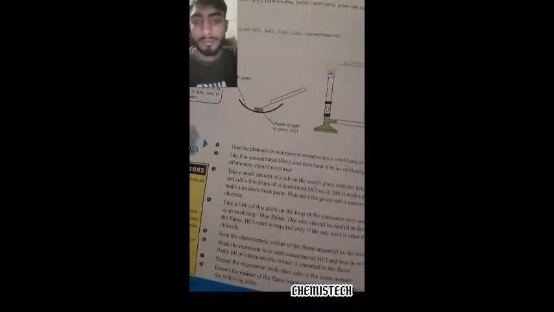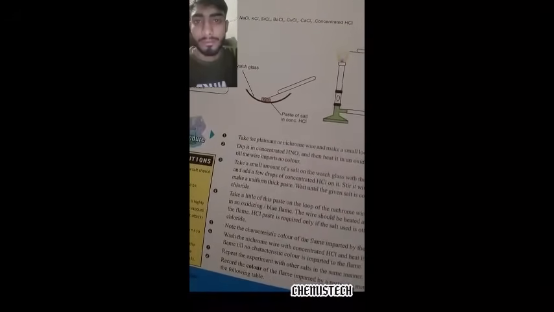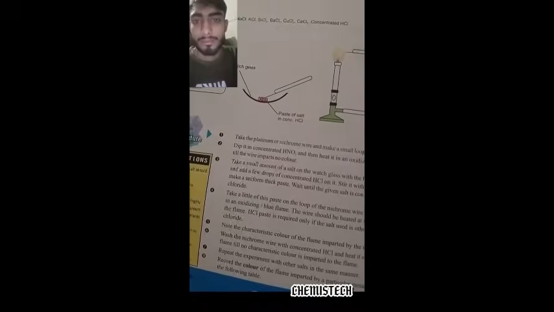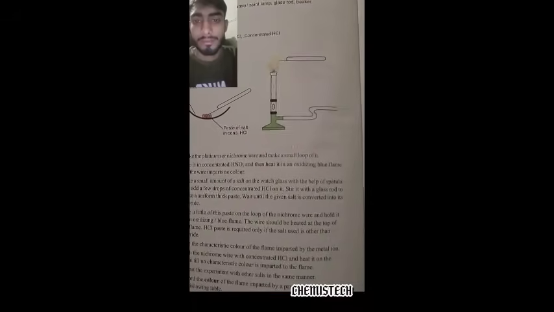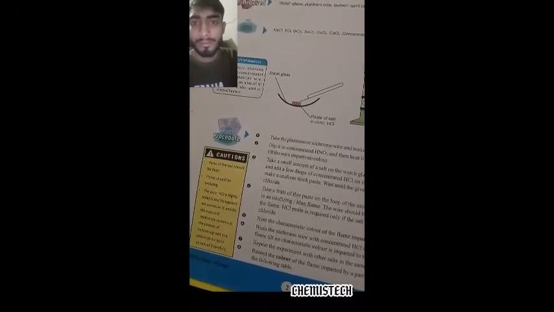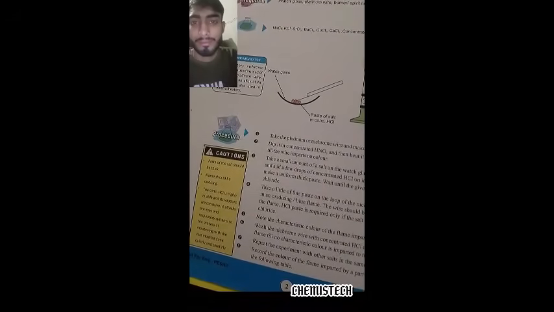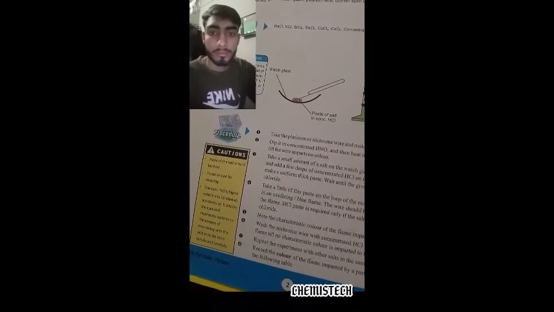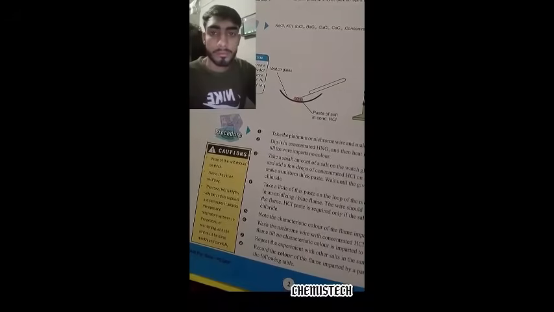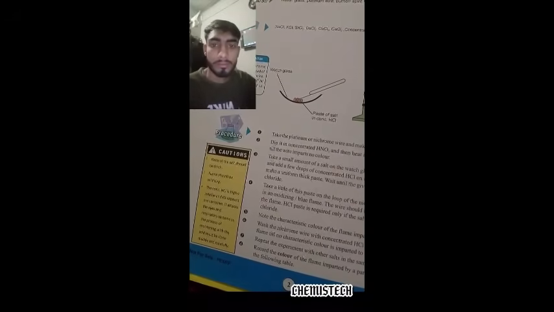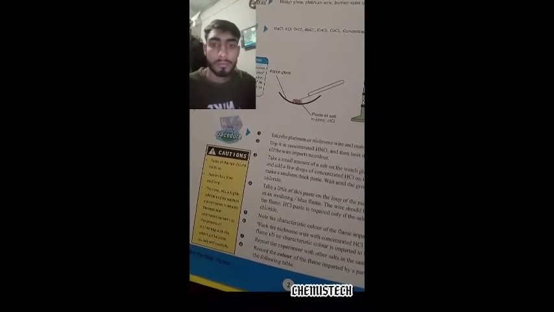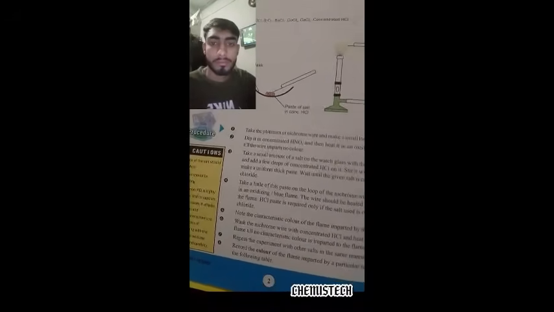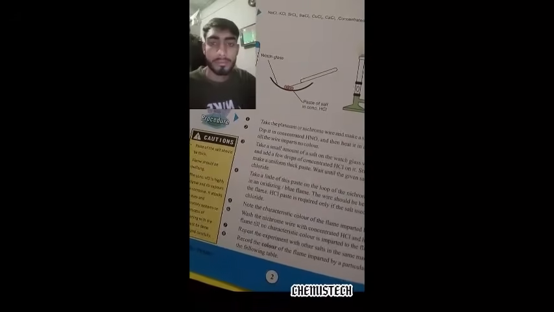Can you see? Paste of salt in conc. HCl. Here is the flask. For more information, in the laboratory, nichrome wire is often used instead of expensive platinum wire. Nichrome is an alloy of Ni and Cr. It is also used in electric heaters. Here are the procedure and cautions.